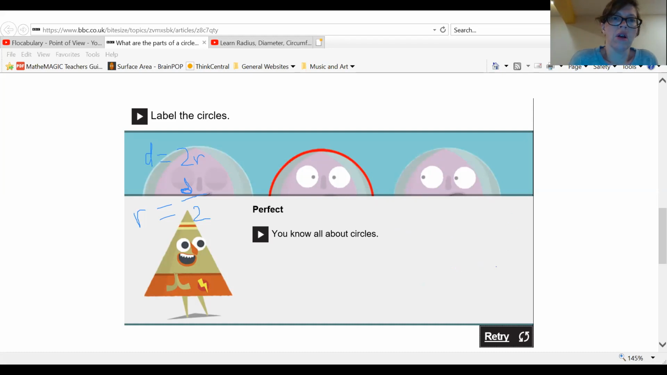All right. The diameter of the circle is 16 units. What is the radius of the circle? I want you to go ahead and give it a try. Remember, here are your formulas over here.